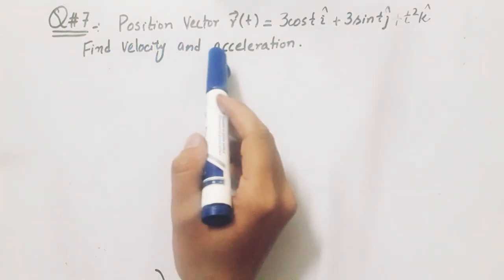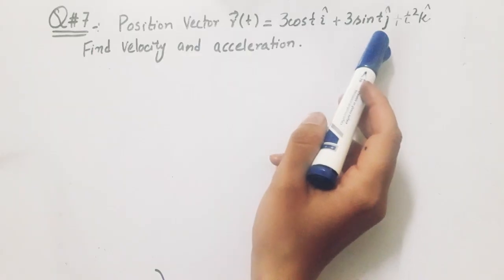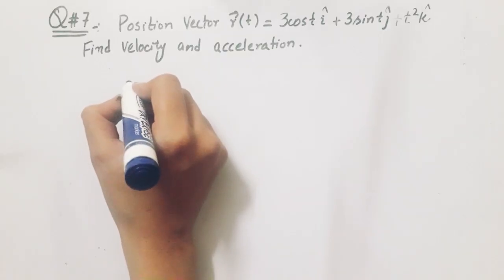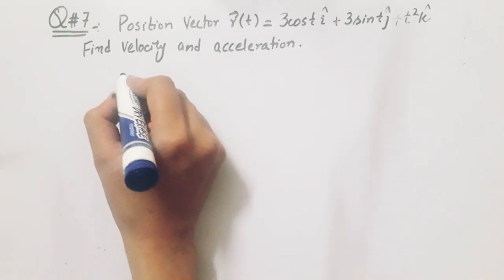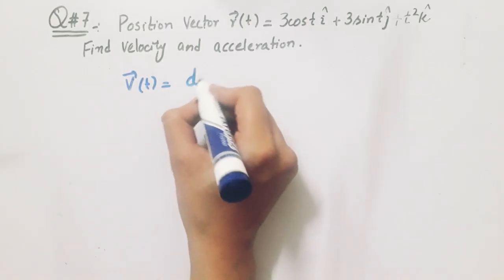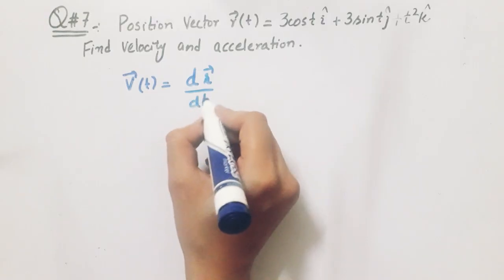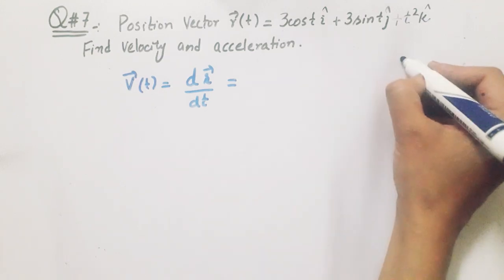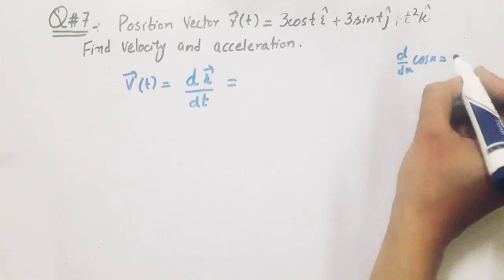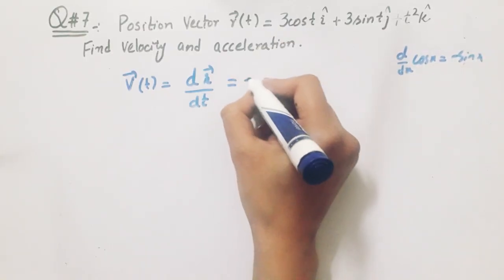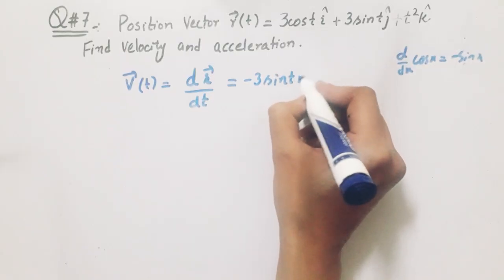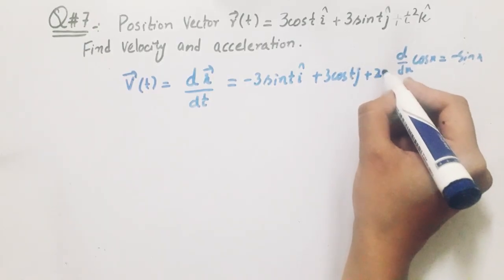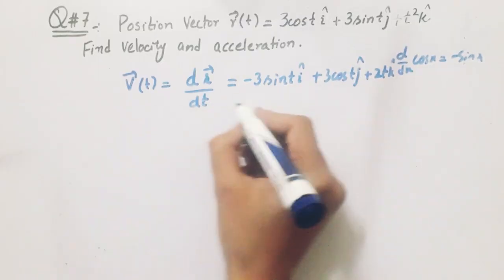Now question number 7 is position vector 3 cos t i plus 3 sin t j plus t square k, find velocity and acceleration. Now you know that velocity is equal to the derivative, when you differentiate with respect to t. So differentiate this function, you will get, you know that d by dx of cos x is equal to minus sin x. So you will apply this here, minus 3 sin t i and plus 3 cos t j and plus 2t k. This is the answer of velocity.